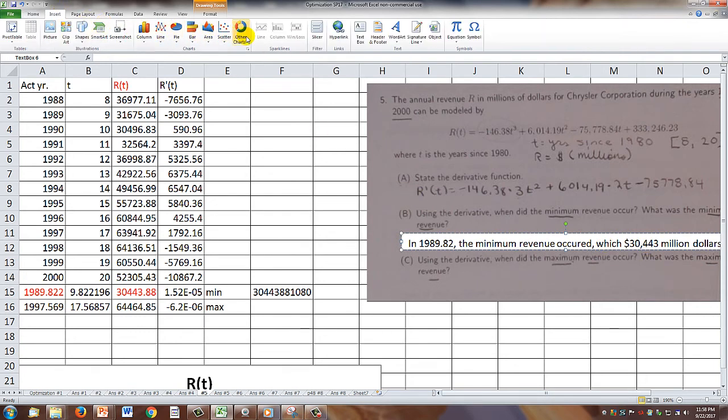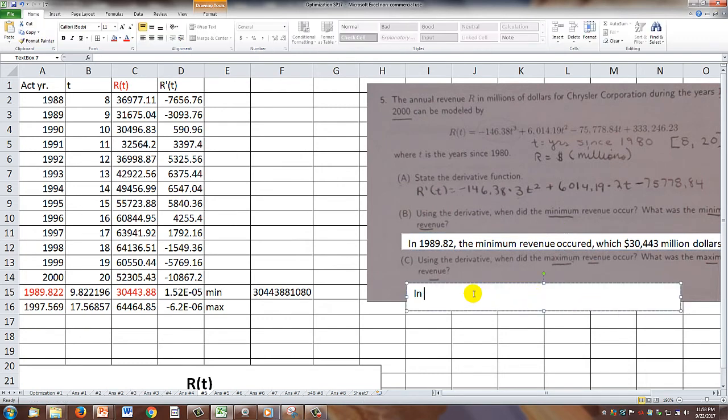And then our max revenue occurs in the year 1997. And which was right here, $64,464.85 million.